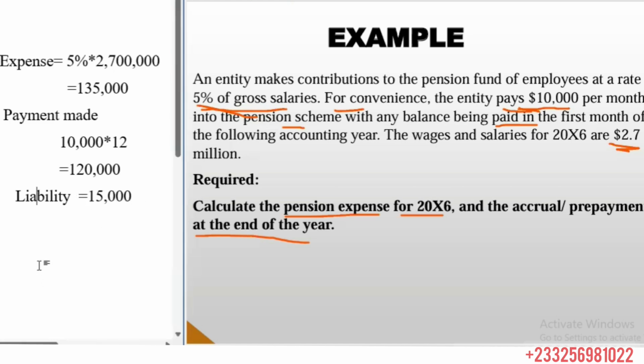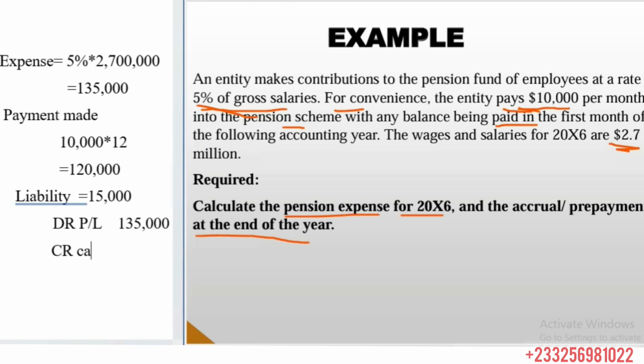So if you want to do the double entry, it's very simple. We said first of all we debit our expense, so we debit P and L with how much? The total amount that's supposed to be paid, 135,000. Are you following? We are in accrual, so we don't have to wait for them to pay before we record the expense. So we debit P and L with it, and then we have paid 120, so we credit cash.